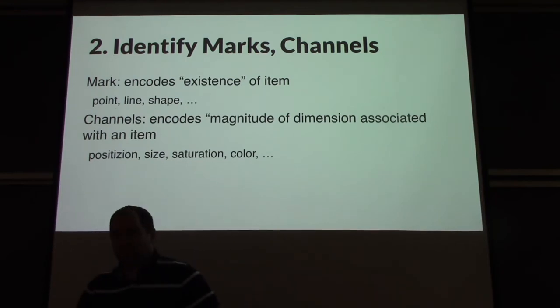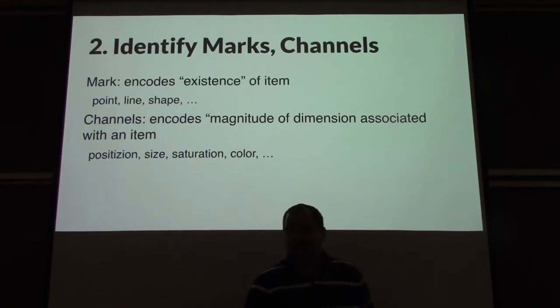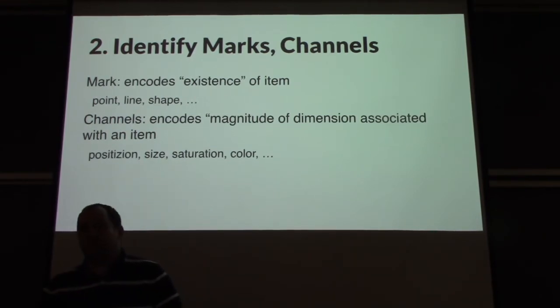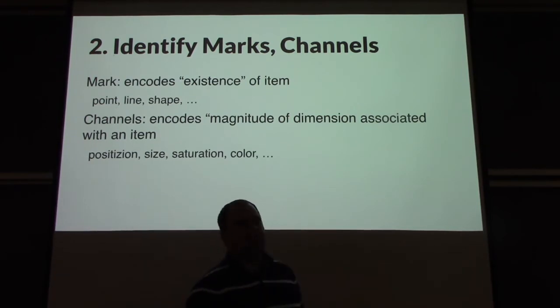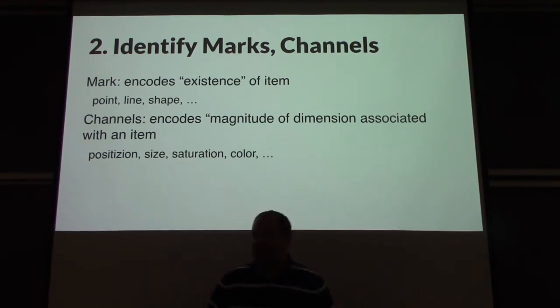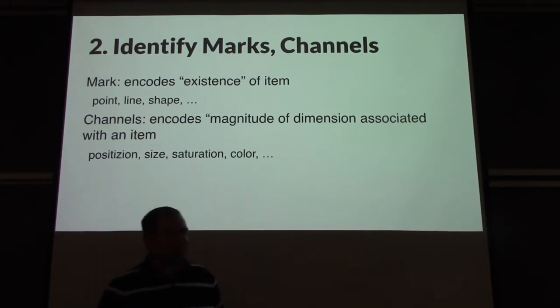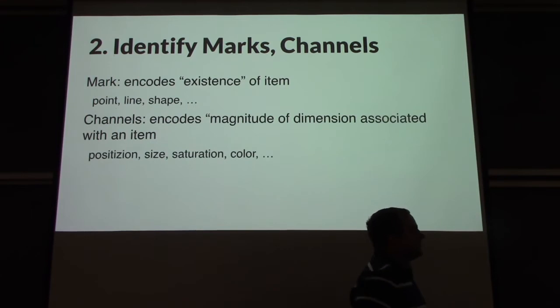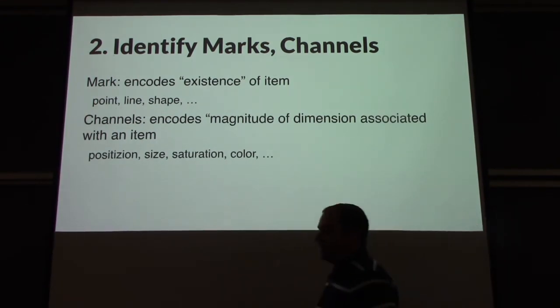There will be a question on the midterm that will ask you, what are the marks used in this visualization? And the answer is, think about what encodes the existence of an item. How can you tell whether something is there versus not? We don't care about the quantity or the quality of it. We just care about, is it here or not? This is what the mark tells us. And the mark could be like a point, a line, or a shape. I'll have a lot of examples later, and we'll be trying to come up with these ourselves.